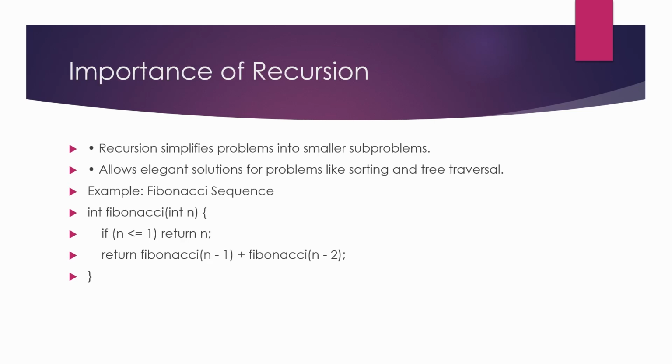So why is recursion important? Recursion simplifies complex problems by breaking them down into smaller, more manageable subproblems. It allows for elegant solutions, especially when dealing with problems like sorting, searching, or traversing hierarchical data structures like trees. For example, the Fibonacci sequence is a great example of recursion. By defining the problem in terms of smaller instances, we can calculate Fibonacci numbers efficiently.